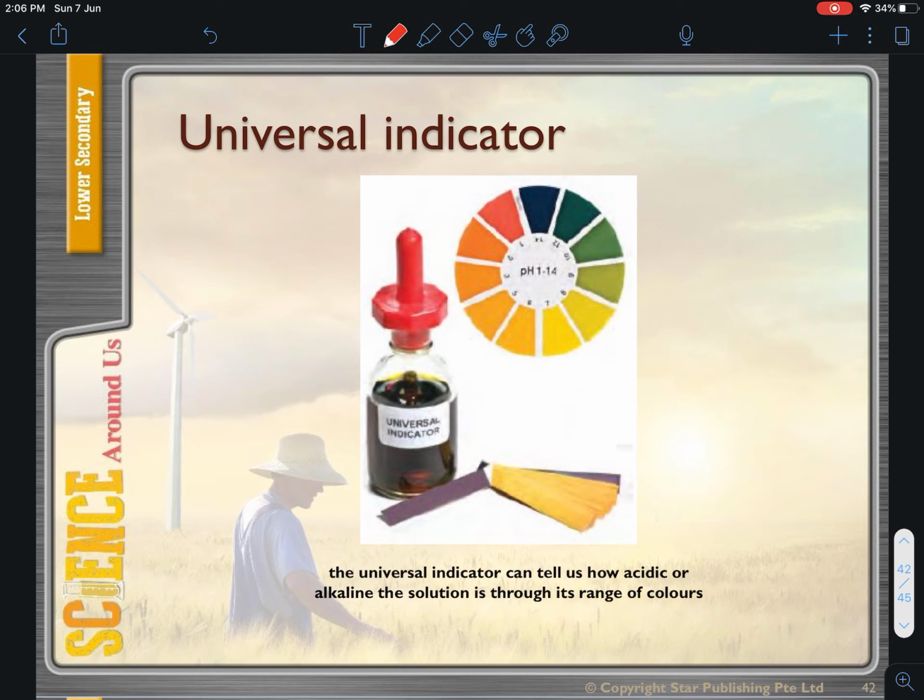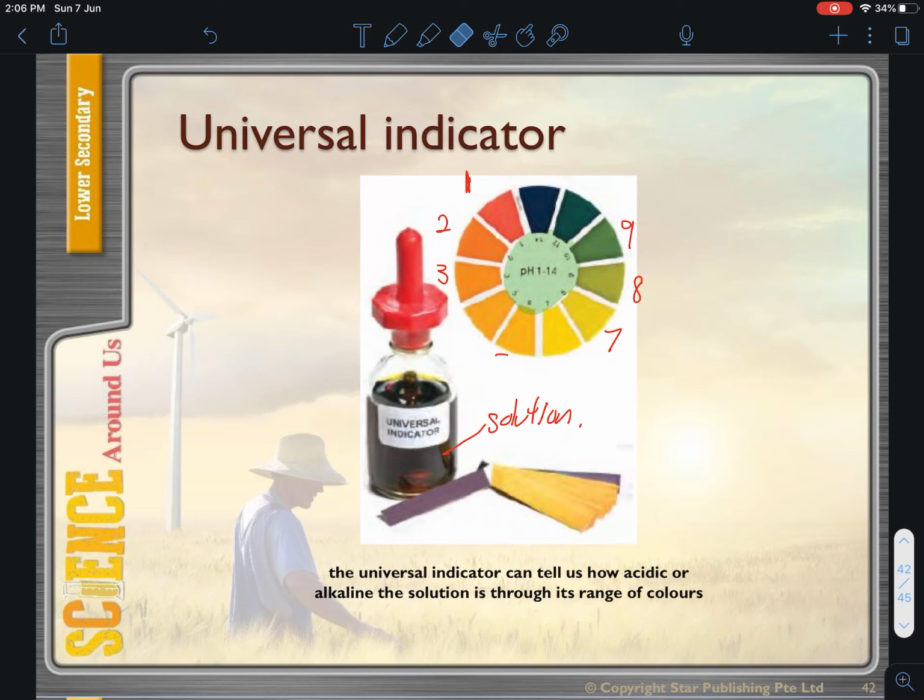What about the universal indicator? The universal indicator is a solution where, after you have placed it into an unknown solution, the spectrum of colors will tell you what the pH is. What we can see here is mainly for pH value 1, 2, 3, 4, 5, 6, 7, 8, 9. Oh, they actually have a change in color, sorry. So it's 1, 2, 3.